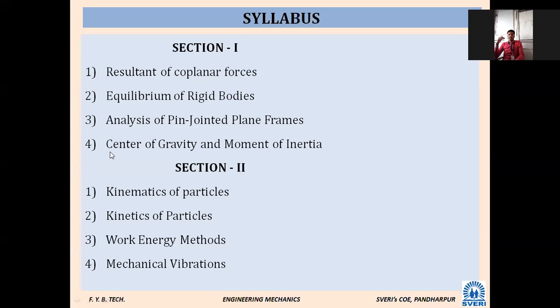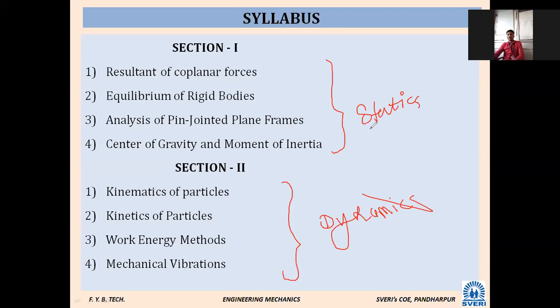Then there is kinematics of particle, kinetics of particle, work energy method, and mechanical vibration in the second section. What did I tell you, the first section is famously known as what? Are you remembering? Very good. The first section is famously known as statics. We will see what statics is. The second section is known as dynamics.